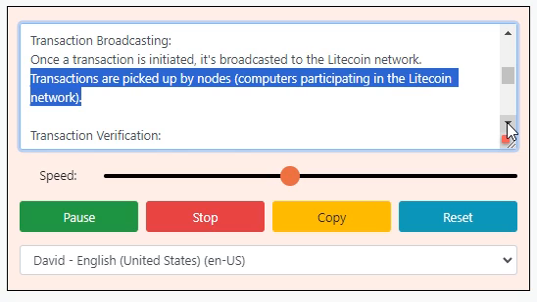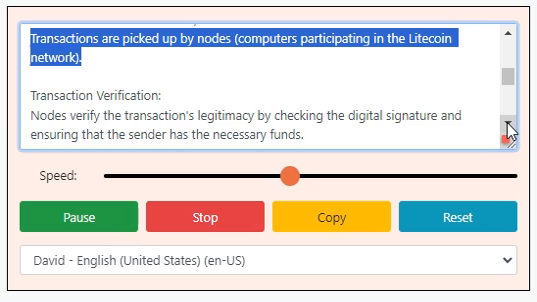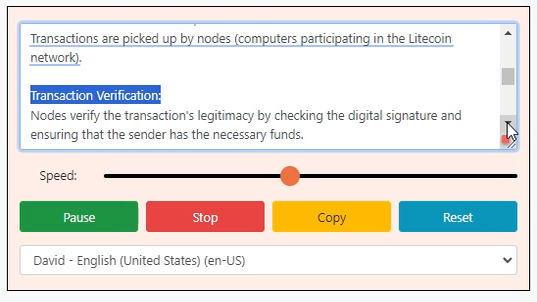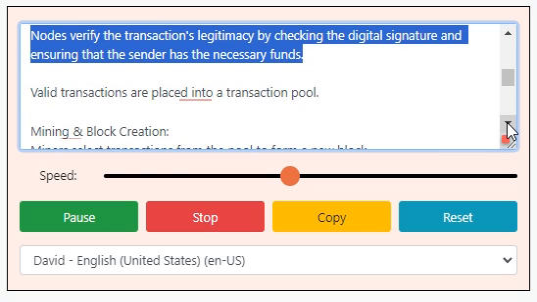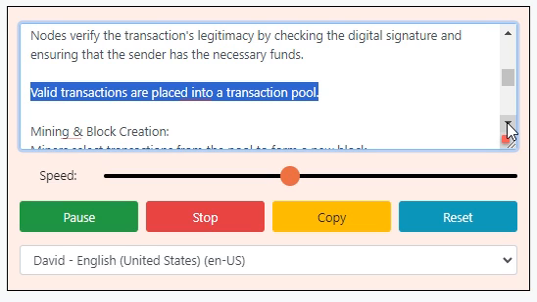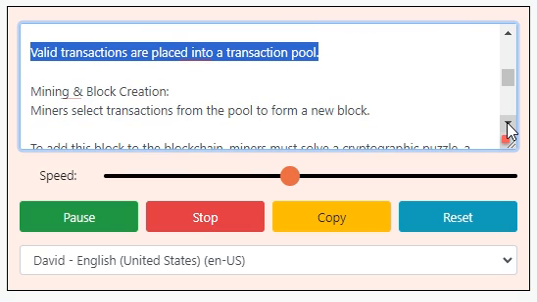Transactions are picked up by nodes, computers participating in the Litecoin network. Transaction verification. Nodes verify the transaction's legitimacy by checking the digital signature and ensuring that the sender has the necessary funds. Valid transactions are placed into a transaction pool.